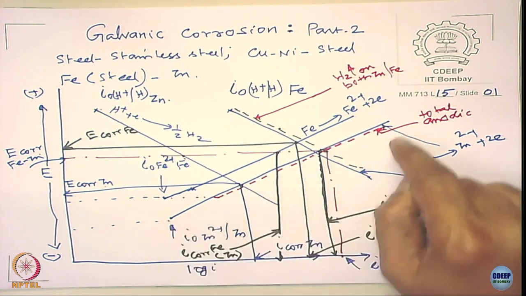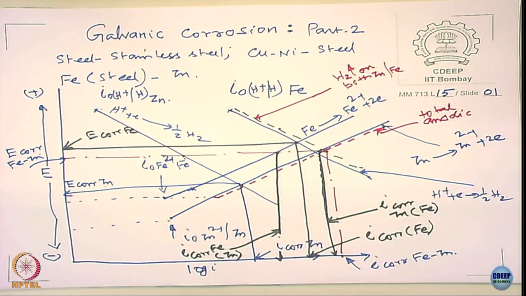For the zinc to dissolve, which of the two kinetics influences very severely? Hydrogen evolution on iron is severely affecting it. That means the beta C of hydrogen evolution on iron is severely affecting this. Agreed?